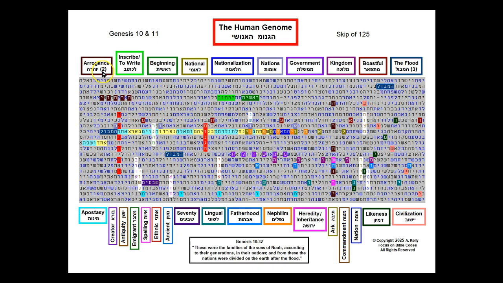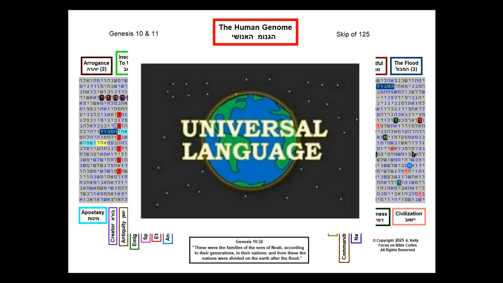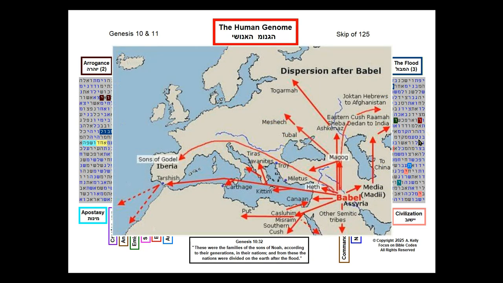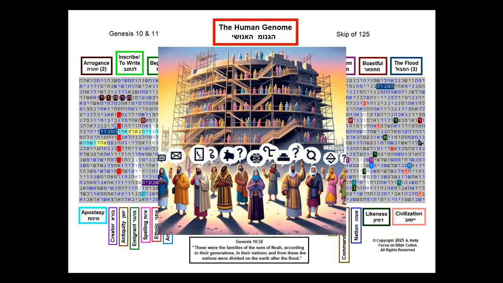Arrogance is in this table 2 times in the brown lettering going to the right, and then it's here going up vertically. Apostasy is in the light teal color going over to the right, and boastful is in this burgundy color going over to the right. Before the Tower of Babel incident, all men were united by a single language, but after God destroyed the tower, he dispersed the people throughout the world and gave them different languages.